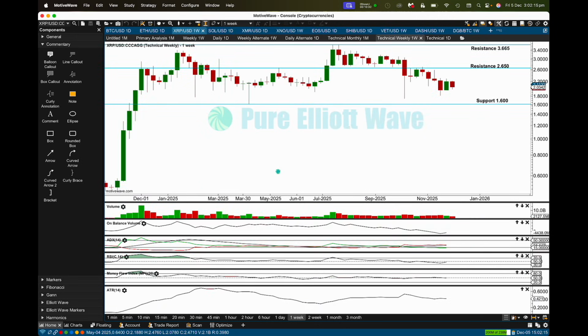Let's have a look at some technical analysis now. Price is moving sideways with resistance at 2.65, support at 1.60. 2.65 began as resistance here, breakthrough, resistance, breakthrough, tests of support here, a breakthrough, and again it's acting as resistance. 1.600 should be really strong support.